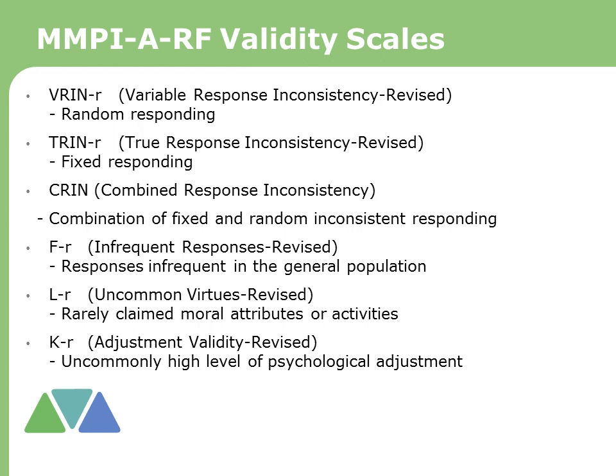These are the validity scales. We have a set of 3 scales that deal with response consistency. And we have 3 scales that would, in my mind, deal with accuracy. F revised, dealing with the issue of over-reporting. L revised and K revised, dealing with the issue of under-reporting.